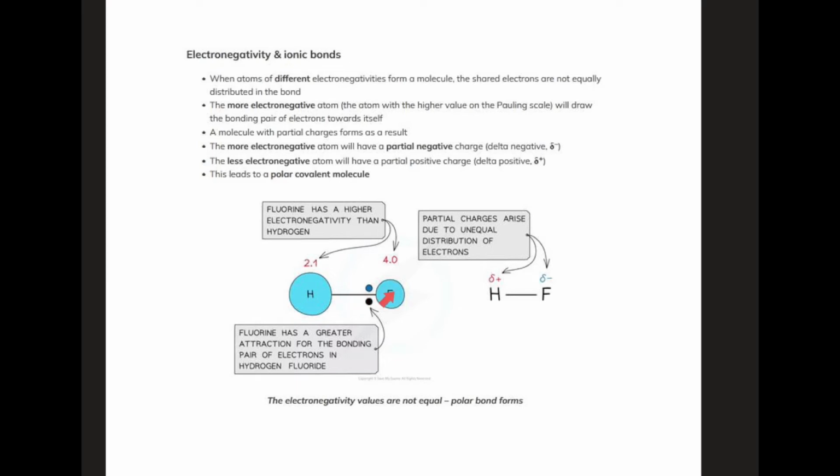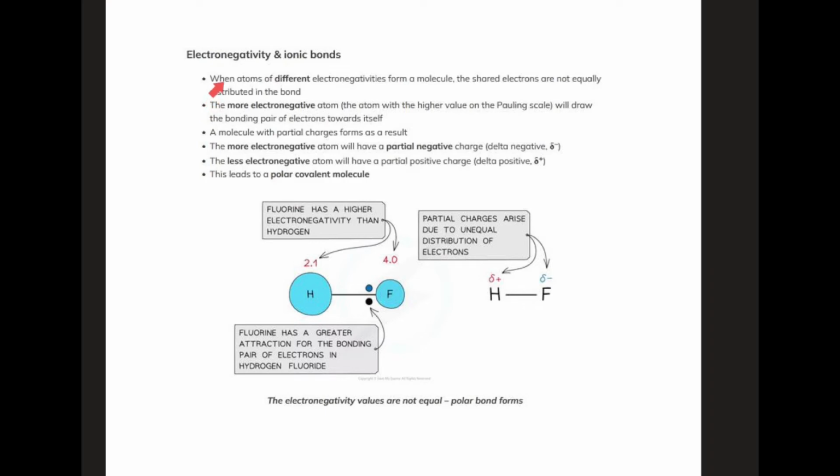So that's why the bonding electron is more towards the fluorine, and it makes fluorine more negative. So that's why there is a delta minus here. This is delta positive because it doesn't get the electrons. The electron is very far away, and hence this is slightly positively charged.